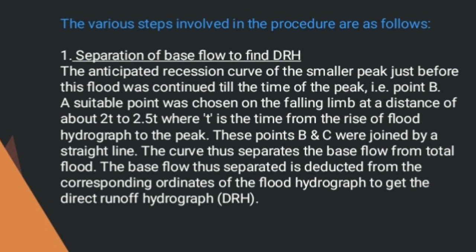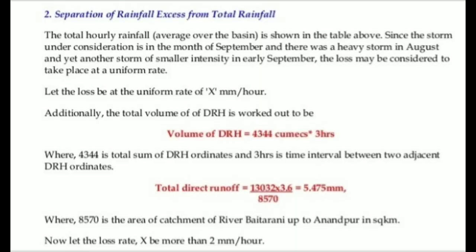The base flow thus separated is deducted from the corresponding ordinates of the flood hydrograph to get the direct runoff hydrograph, or DRH. Number 2: Separation of rainfall excess from total rainfall. The total hourly rainfall averaged over the basin is shown in the table above.